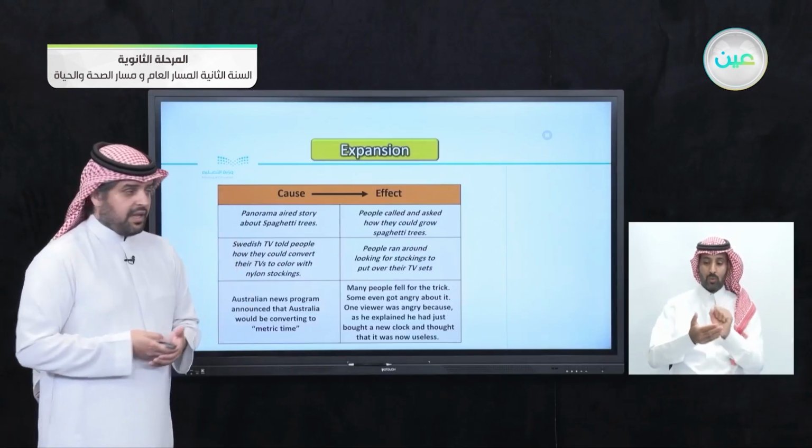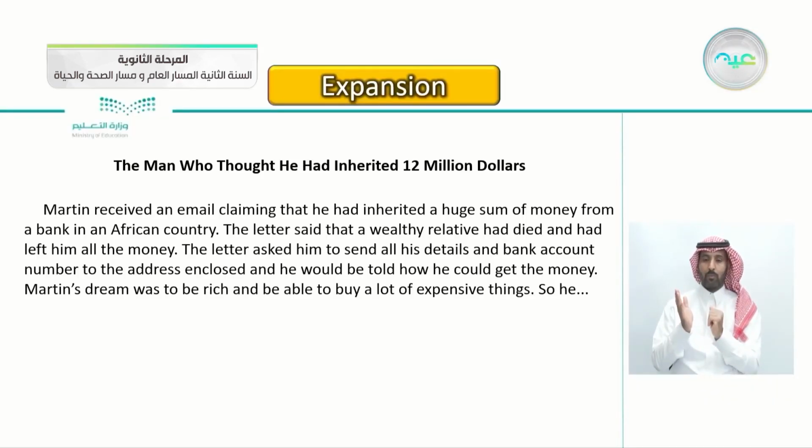your own essay. For example, here, this is an article, for example, the man who thought he had inherited $12 million. Martin received an email claiming that he had inherited a huge sum of money from a bank in an African country. The letter said that a wealthy relative had died and had left him all the money. The letter asked him to send all his details and bank account number to the address enclosed, and he would be told how he could get the money.